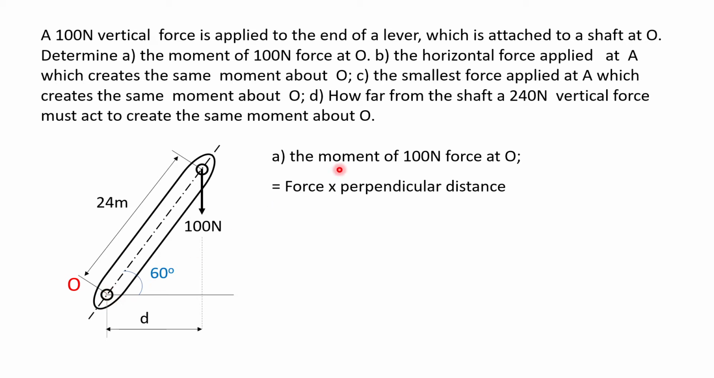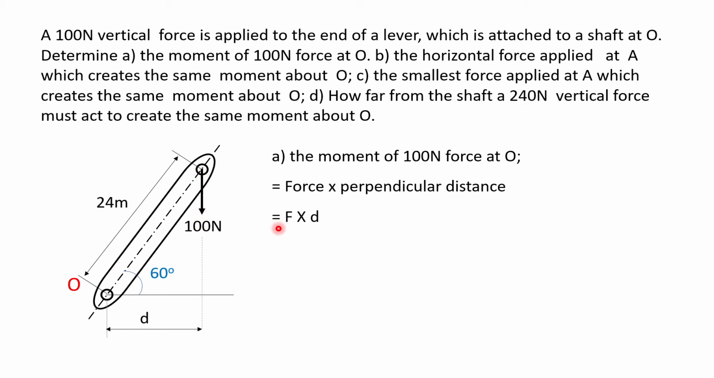We need to calculate it. So what is moment? We have seen that it is force into perpendicular distance, and that perpendicular distance is taken from the line of action drawn and the pivot point. So in this particular problem, we can see that if we extend this blue dotted line, that is the line of action of this 100 Newton force. And if we draw a horizontal line passing through O, it will intersect at a particular point at distance d. And that small d is the perpendicular distance for that particular force.